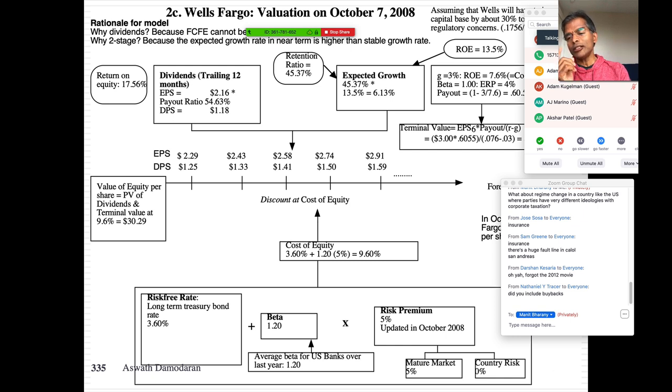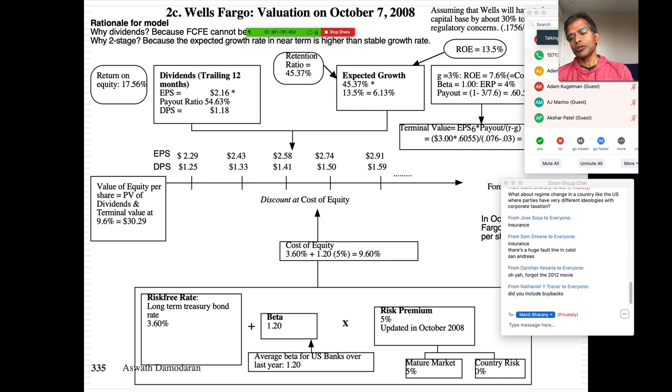In fact, 3 weeks into that crisis, I valued Wells Fargo using a traditional dividend discount model. And here's what I did. I took their trailing 12-month data, which looked the same as it did before the crisis. So the numbers looked pretty good. They had $1.18 in dividends on $2.16 in earnings per share. Their return on equity coming into the crisis was 17.56%. But this was 3 weeks into the crisis.